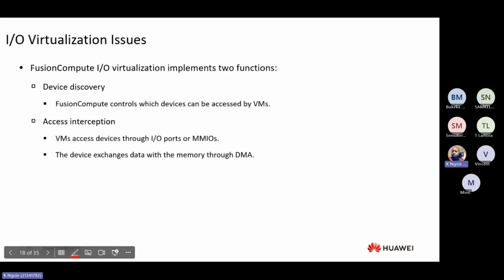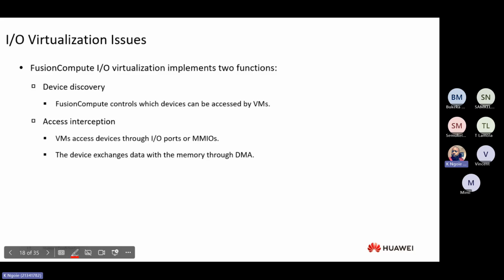And then the second function of the Fusion virtualization is to also implement an access interception. You need to understand that when a virtual machine accesses a device, for example, reading data from a disk or sending data through the internet, the access request will go through the input-output port. If you are sending it by clicking on the mouse, that is an input-output device, you know.